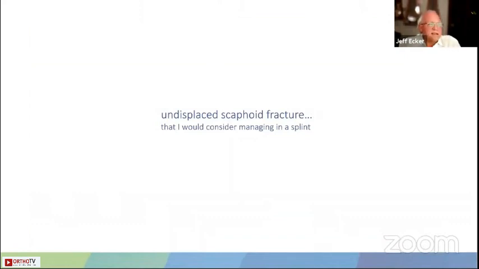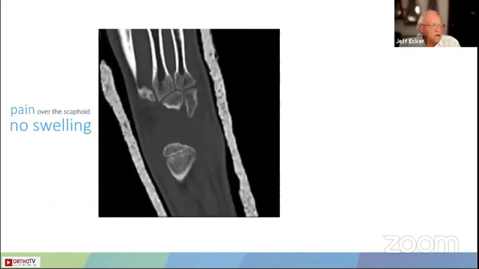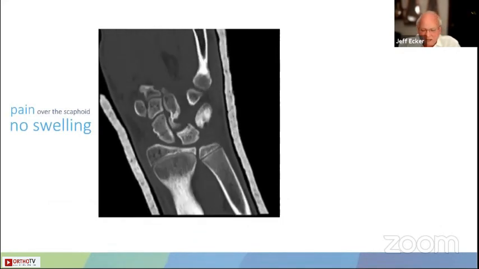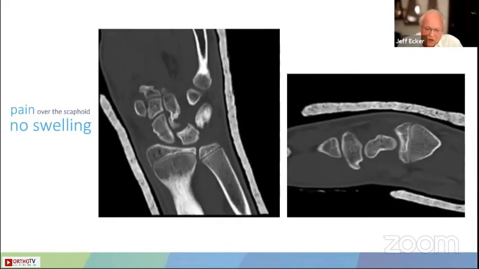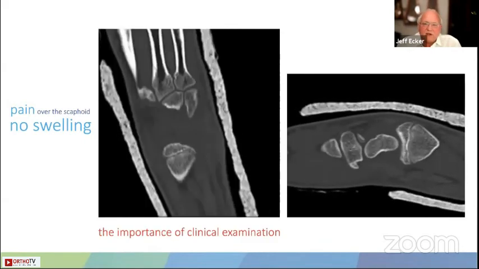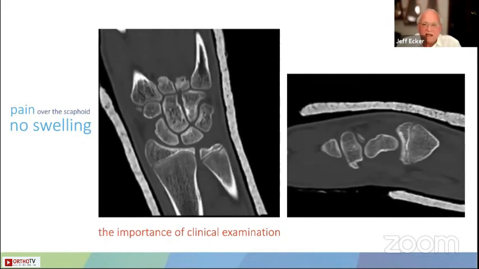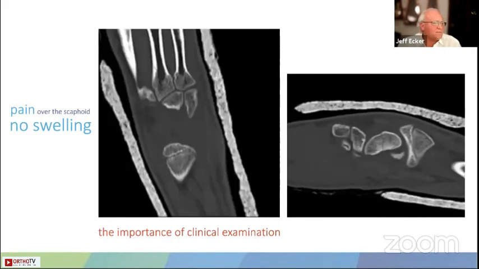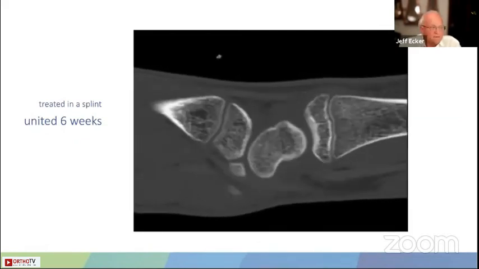So an undisplaced scaphoid fracture that I would consider managing in a splint. There is pain over the scaphoid, no swelling. The CT shows an undisplaced scaphoid. It's an adolescent with open growth plates. The importance of clinical examination, no perilunate tenderness, no swelling, just tenderness over the scaphoid. Treated in a splint, and as you'd expect, as Esther's told us, they unite very well.